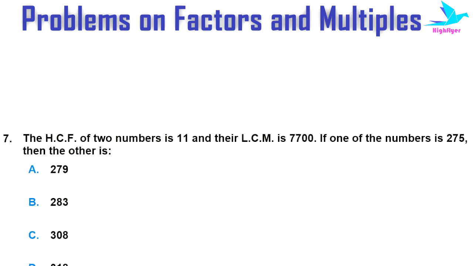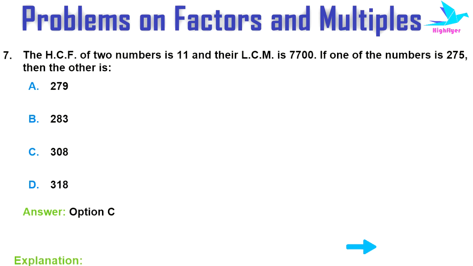Next question. The HCF of two numbers is 11 and the LCM is 7700. If one number is 275, then the other number is, the options are 279, 283, 308 or 318. The right option is option C, 308.